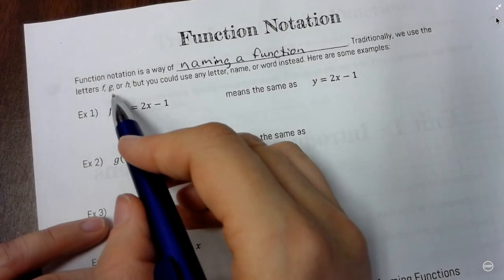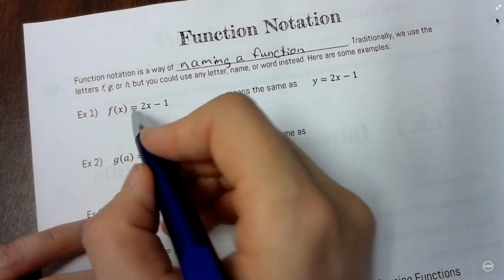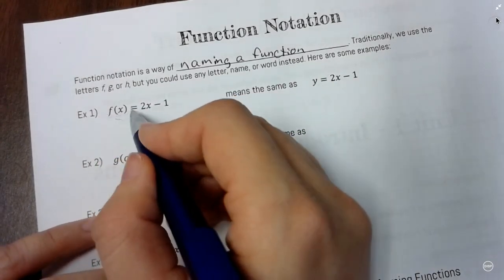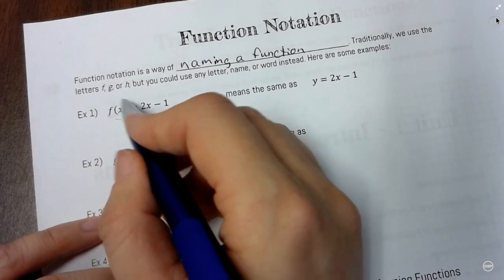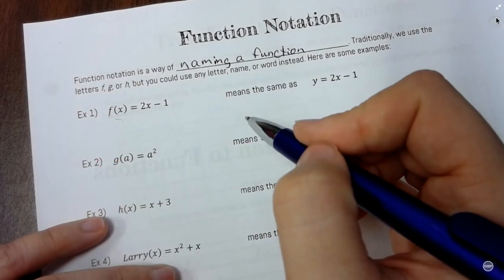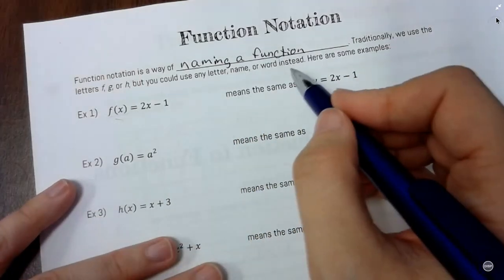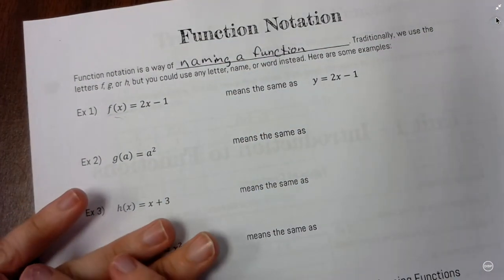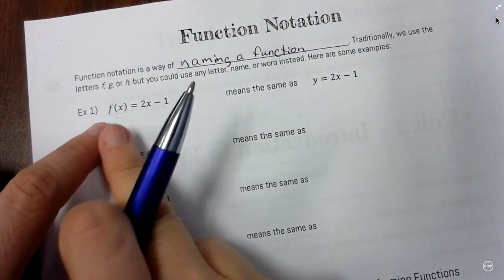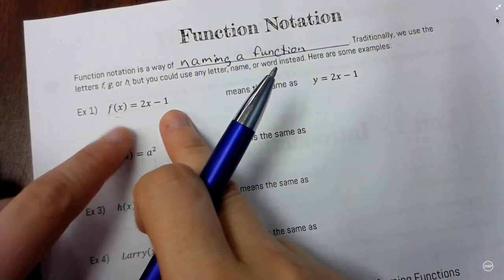Traditionally, we use the letters F, G, or H, so you're probably used to seeing f of x like this in some other math classes you've taken. But you could use any letter, name, or word instead. So here's some examples. Here's a pretty basic one. F of x equals 2x minus 1.